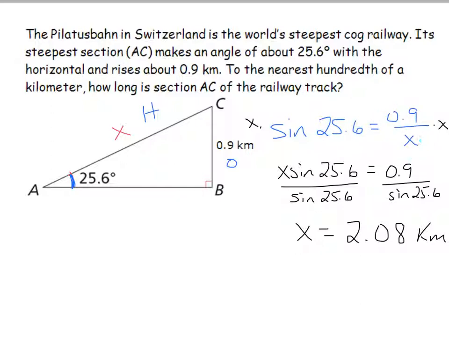x is on the bottom, so we're going to go ahead and cancel it out by multiplying both sides by my x. So I have x times the sine of 25.6 is equal to 0.9. To get the x by itself, you're going to divide by sine of 25.6. So in my calculator, I'm going to throw that in there, and it said round to the nearest hundredth. So we know that this railway track is actually going to be 2.08 kilometers.